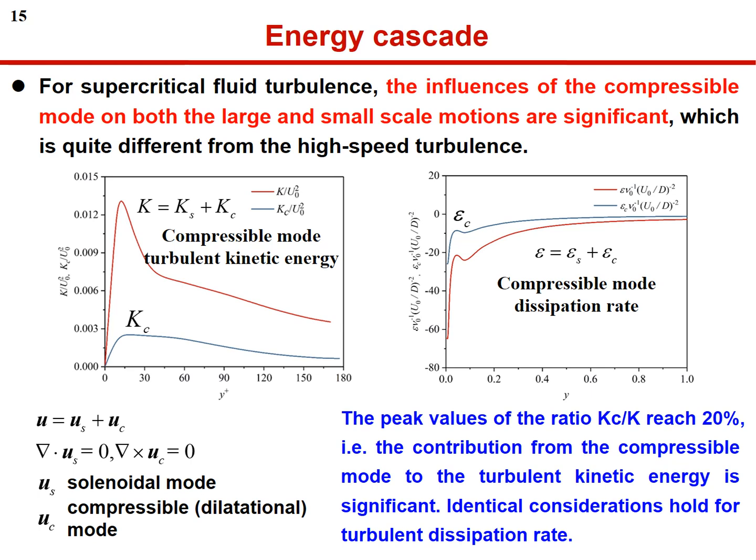Identical consideration holds for turbulent dissipation rate, as shown in the right figure. These properties are quite different from the high-speed compressible turbulence. For example, compressibility is only a factor in the subgrid scale.